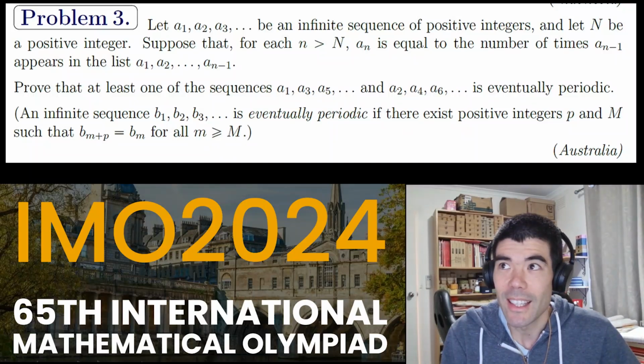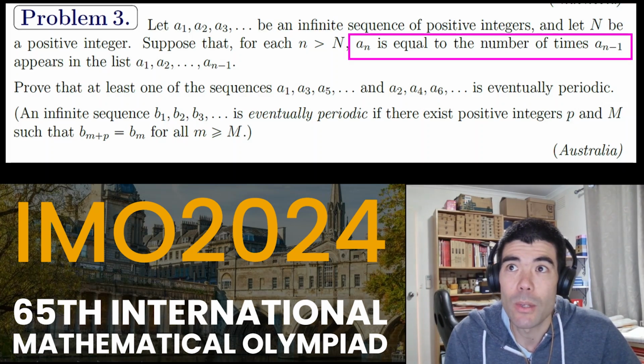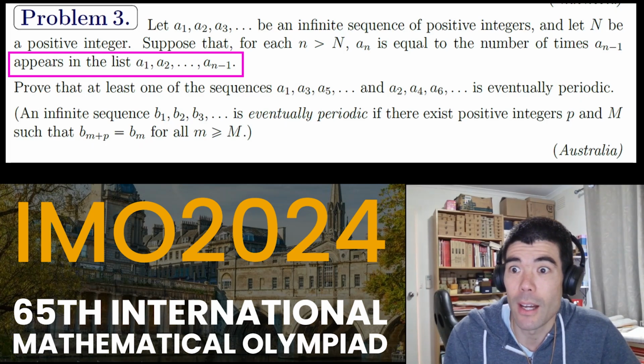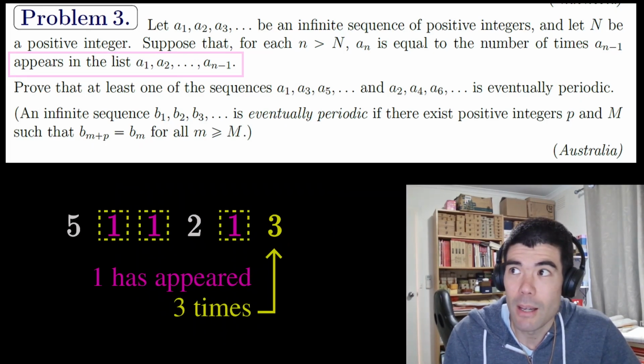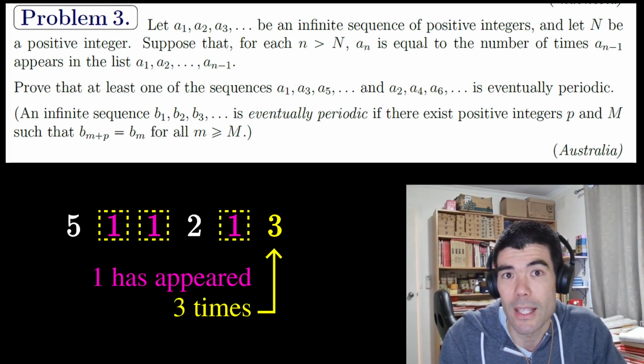This is a really lovely sequences problem from this year's IMO. The setup is so simple. A_n is equal to the number of times A_{n-1} has appeared in the list so far. So you just count how many times each term has appeared in the list. That count becomes the next term in the sequence.